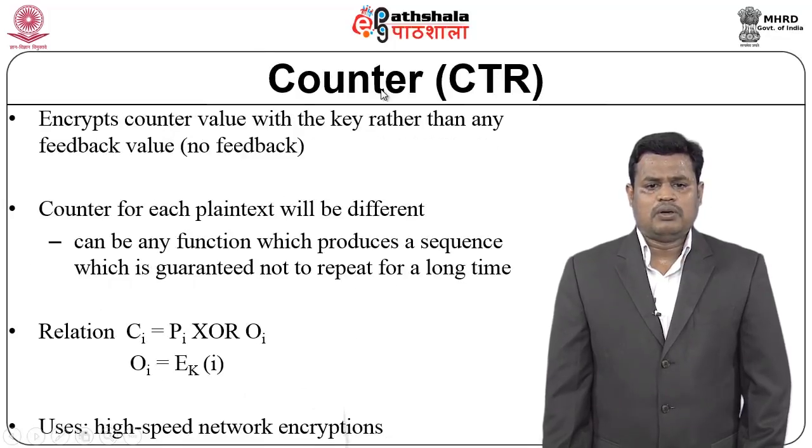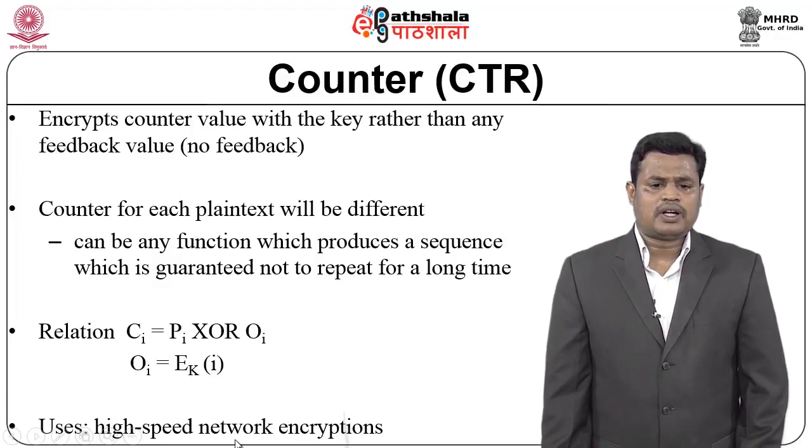The last mode of operation is counter mode, CTR, where an encrypted counter value with a key is used rather than feedback. We are not going to use any previous block's ciphertext or plaintext; we simply introduce the counter value. The counter for each block will be different, and can be any function which produces a sequence that is guaranteed not to repeat for a long time. The relationship is Ci equal to Pi XOR Oi, where Oi is Ek of i.